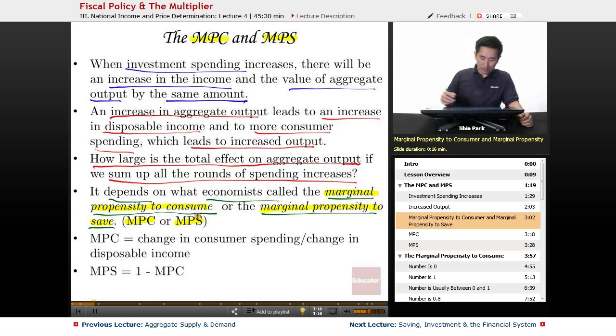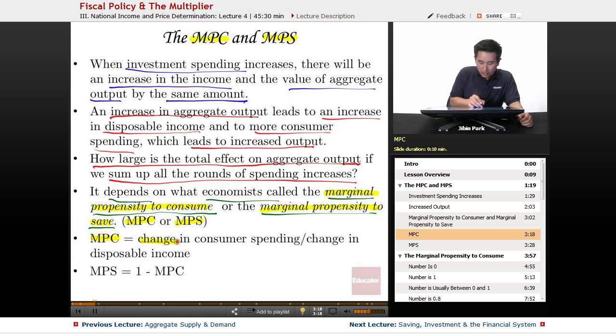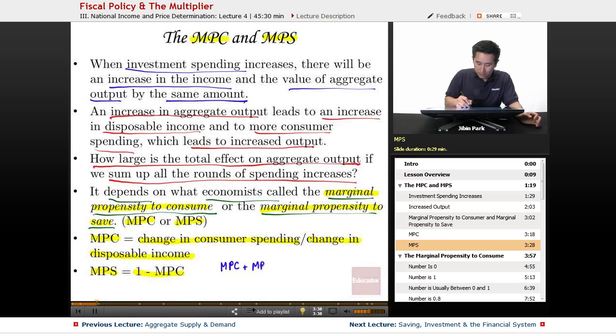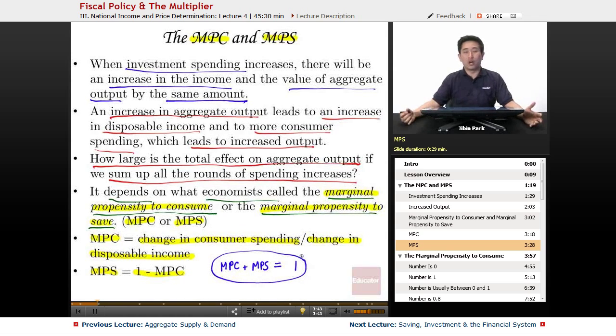What is this multiplier effect here? So the MPC is the change in consumer spending over the change in disposable income. And the MPS is very simple. The MPS equals 1 minus the MPC. So another way of looking at it is that the MPC, the marginal propensity to consume, plus the MPS, the marginal propensity to save, is always going to equal 1. So if you have $100 and you spend $70 of it and you save 30, then your marginal propensity to consume is 70%, and your marginal propensity to save is 30%. So that's kind of the model that we're going to work with here.